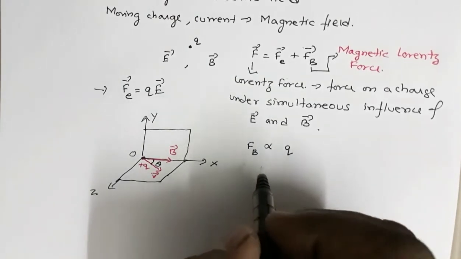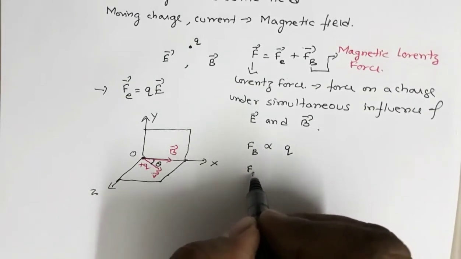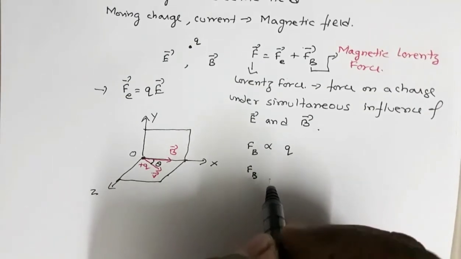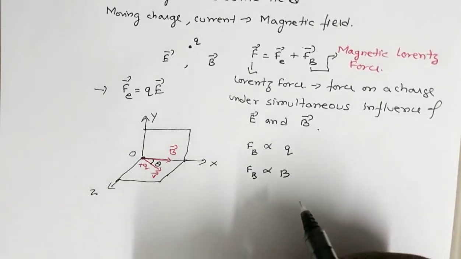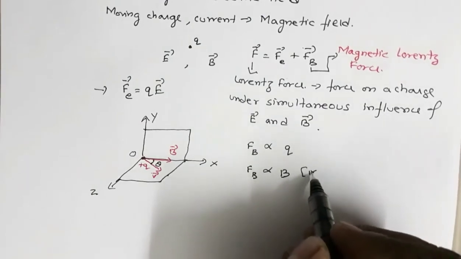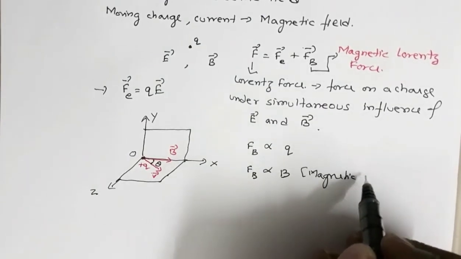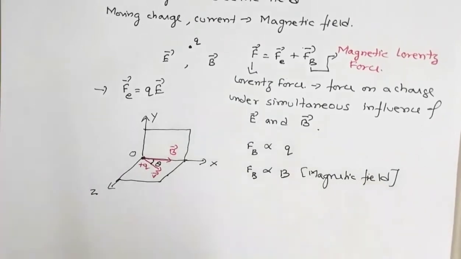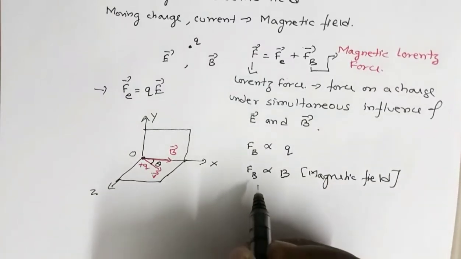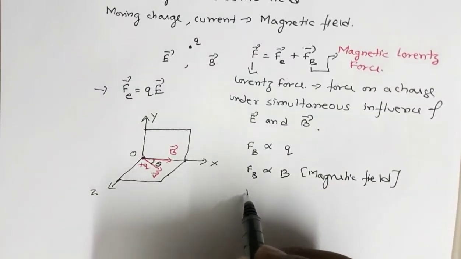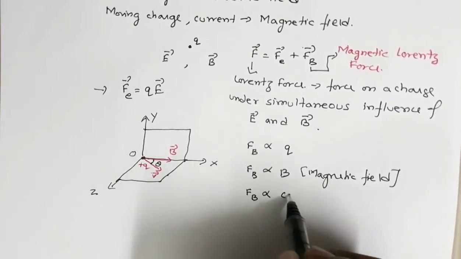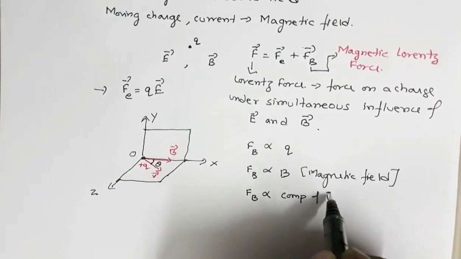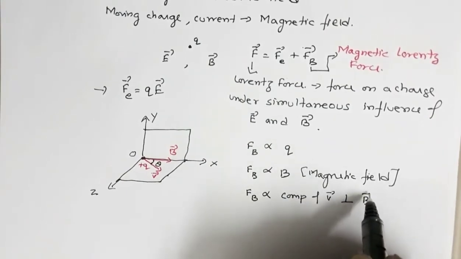Now it is also observed that the strength of the force, magnitude of the force acting on the charge, is proportional to strength of the magnetic field. Greater the strength of the field, greater is the magnetic Lorentz force. And this strength of the force is also proportional to the component of velocity vector perpendicular to the magnetic field.